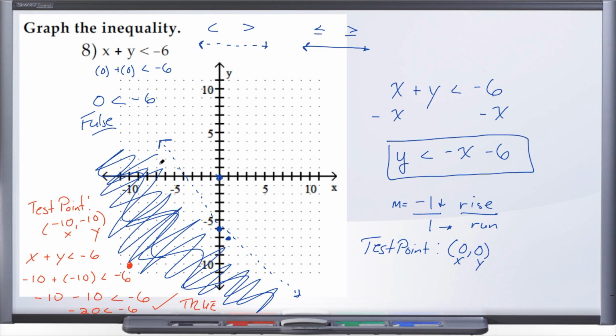Because the red point is below our dotted blue line, and we got a true statement, that means every single point below this line will also give us a true statement. And we always, always want to shade where the points make your inequality true. So again, here's our line, and we're going to shade below the line for number 8.